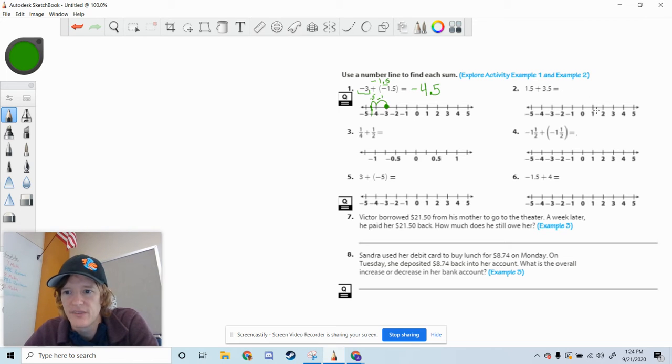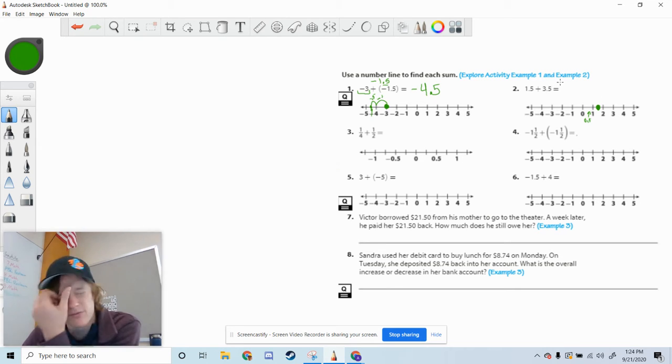Number 2, I'm starting at 1.5. So I'm starting in between 1 and 2. Careful, it's not right here. This is 0.5. Okay, 0.5 would be right here. Okay, 1.5 is right here. This is where we're starting. It's right in the middle of 1 and 2.